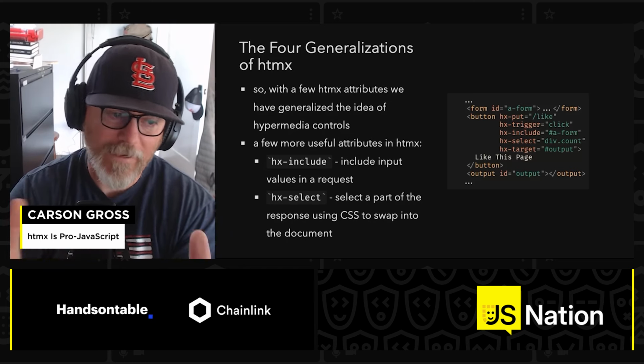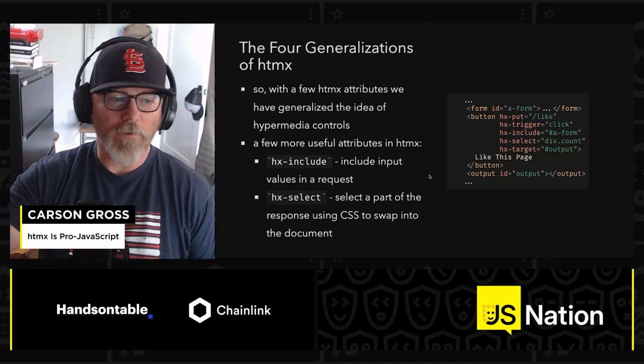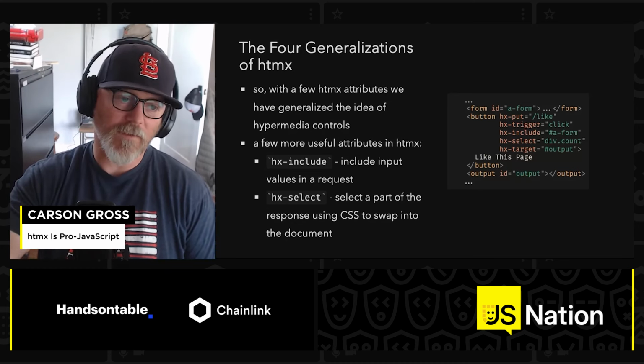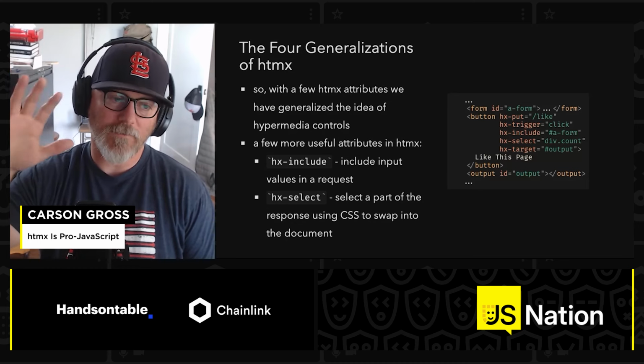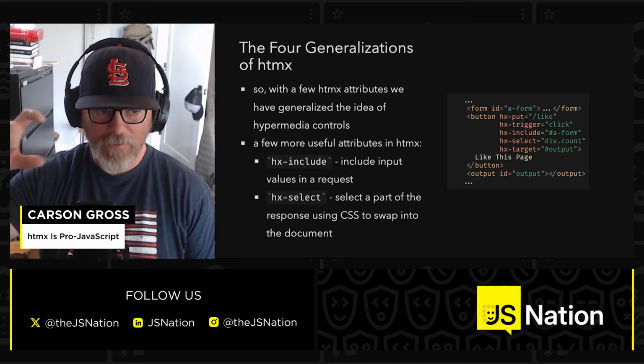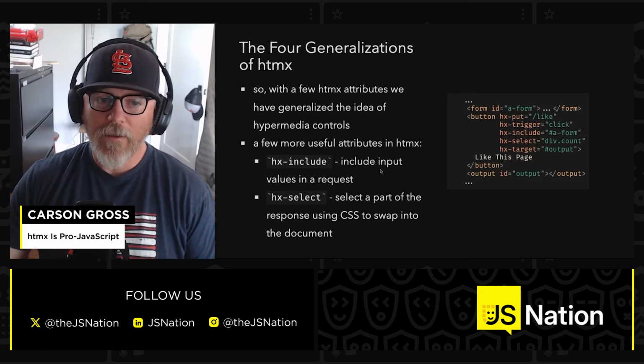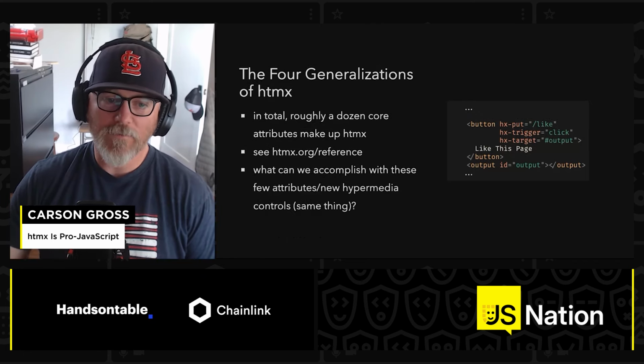And then hx-select is another useful attribute, which lets you pull out part of a response, using a CSS selector. When the response comes back, if you only want to pull out a small section of it to insert somewhere in the DOM, then you can use hx-select for that. And there are a few more attributes in there, but those are the major ones.